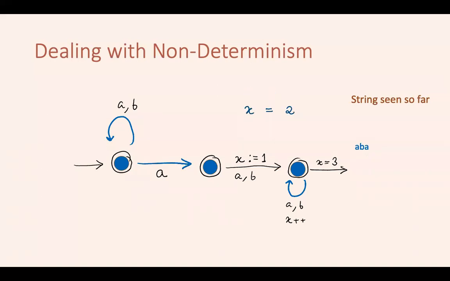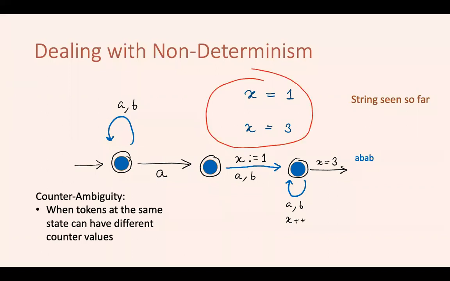However, when I consume another B, you take both of these blue transitions, and there are now 2 different tokens which correspond to 2 different values of the counter. So this is what I call counter ambiguity. This corresponds to the situation where you have tokens at the same state, but which correspond to different counter values.